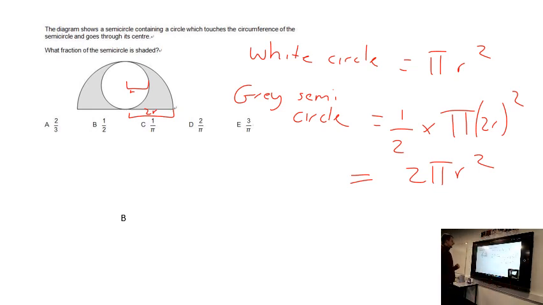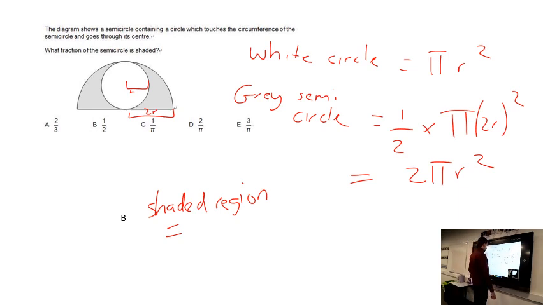Okay, now we want to work out the shaded region. It's going to equal the white circle minus the grey semicircle. So actually the grey semicircle minus the white circle. So we have 2 pi r squared minus pi r squared. So that's equal to pi r squared.